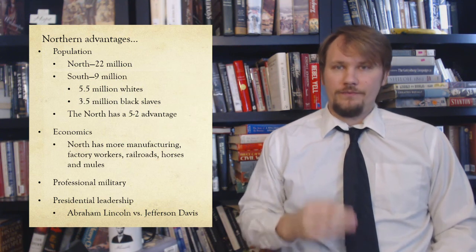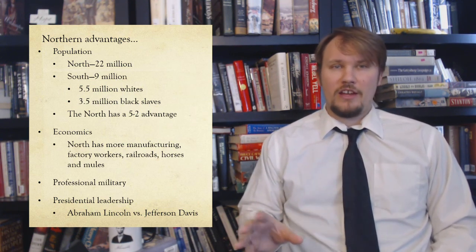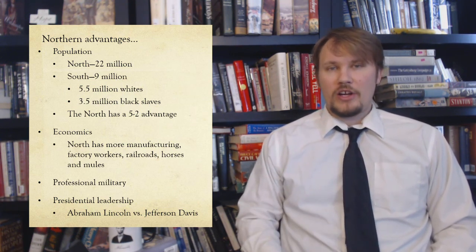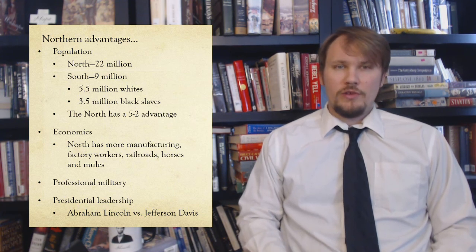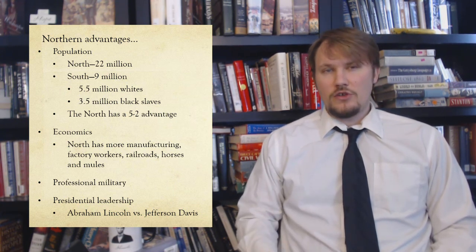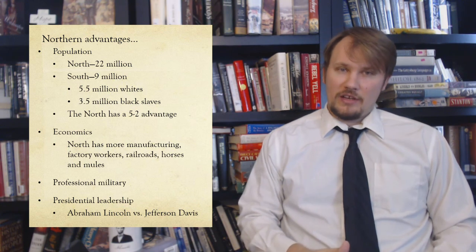And I'm going to refer to the North and the Union as the one side, and the South and the Confederacy as the other side. Now, the first thing we want to look at is population. In this, the Union had the advantage. There were 31 million Americans in 1860. 22 million lived in the states that remained in the Union. 9 million lived in the Confederacy.